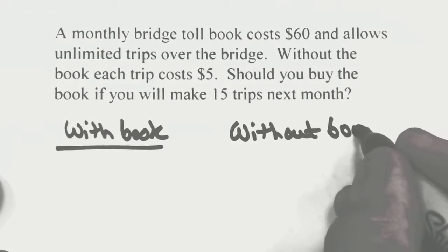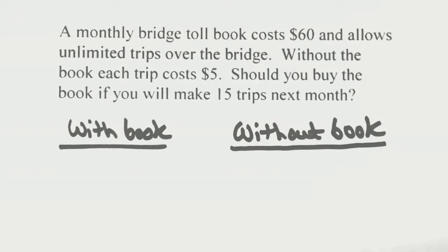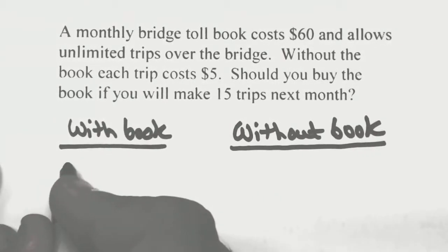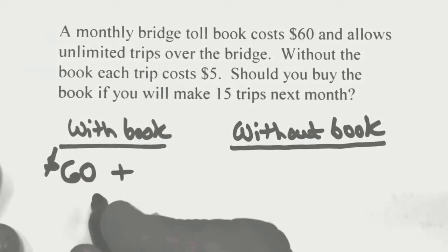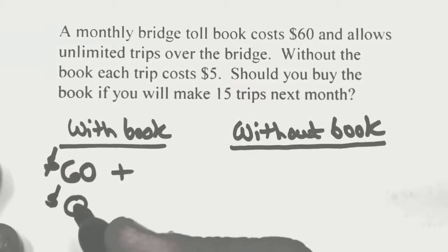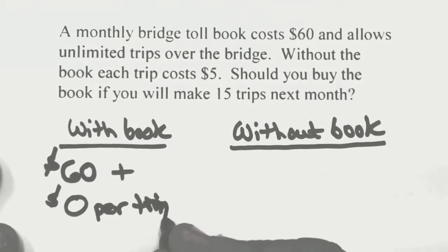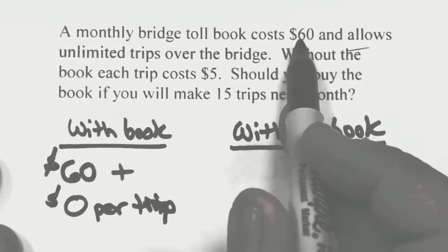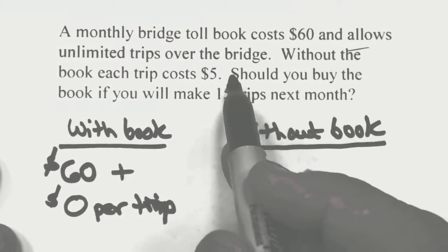Many times you have situations like this. Do you get the special discount deal, or do you just pay the regular price? This is what this boils down to. With the book, a monthly toll book costs $60, so there is the $60, but then it's plus $0 per trip. In other words, you end up not having to pay for any of the trips across the bridge. You only pay the $60 up front, and all your bridge trips then are free for that month.